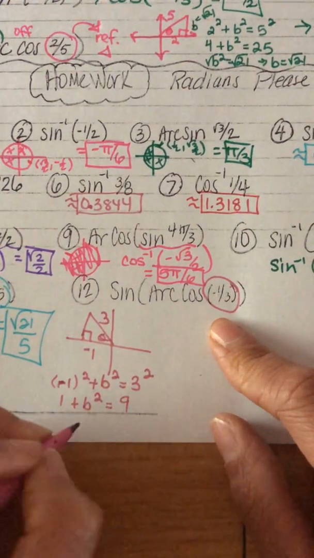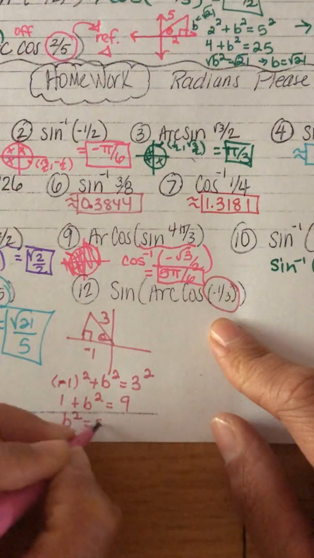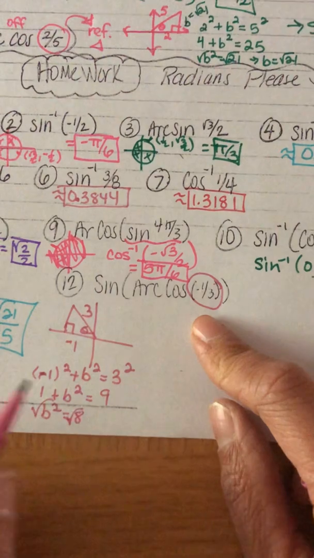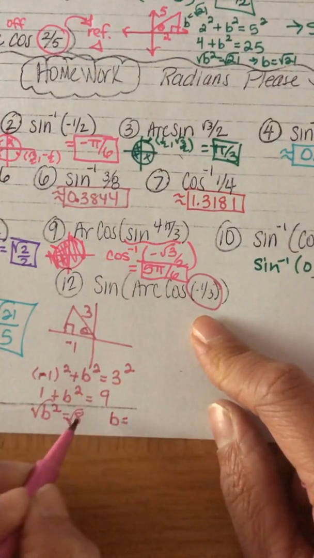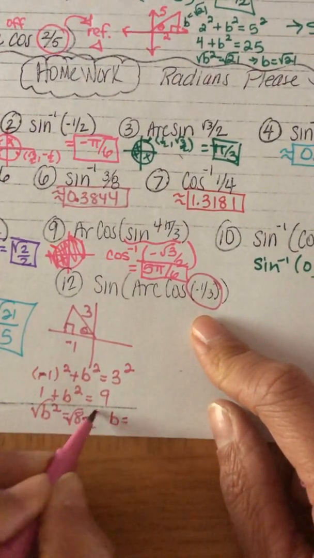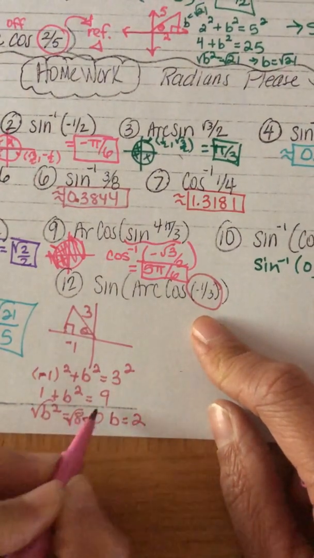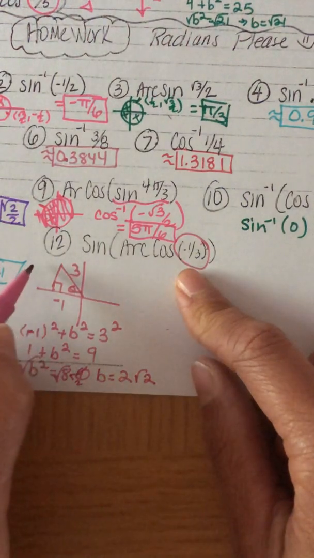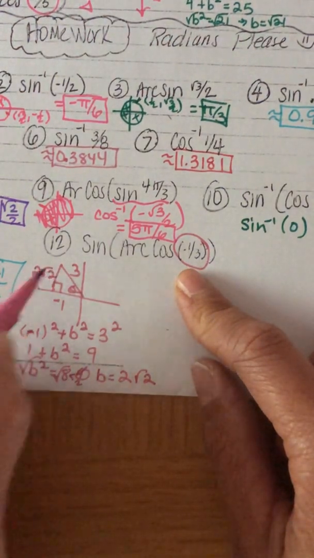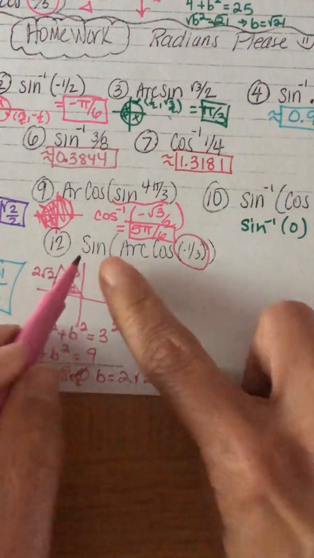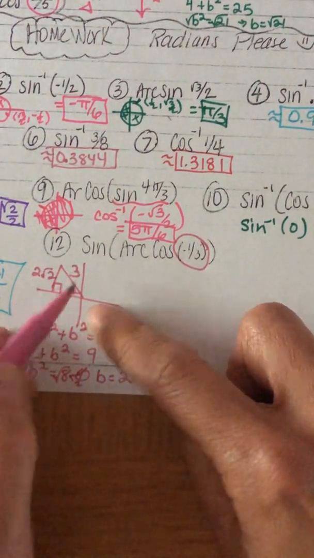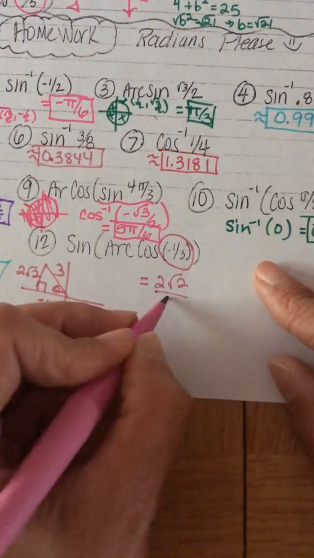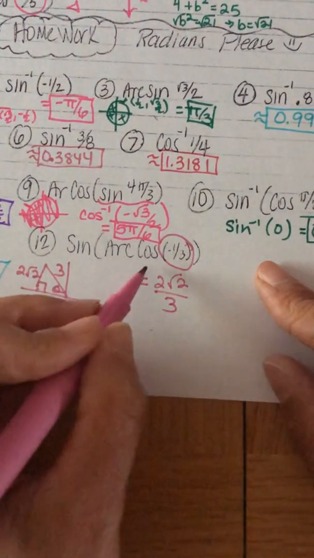Equals 9. Subtract 1 from both sides. B squared equals 8. Square root both sides. When we reduce that square root, remember 8 is 4 times 2. The square root of 4 is 2, so the 2 gets to come out, and the other 2 is stuck inside. So the missing side there is 2 square root of 2. Now we need to find the sine of that angle. Sine is opposite over hypotenuse. The opposite is 2 square root of 2 over the hypotenuse 3. So 2 square root of 2 over 3.